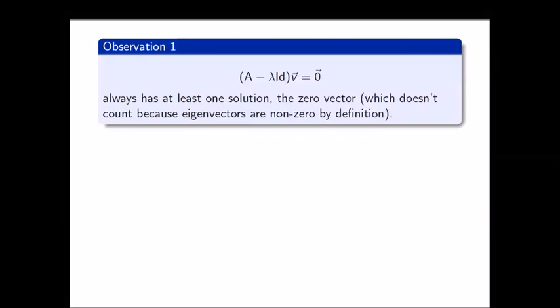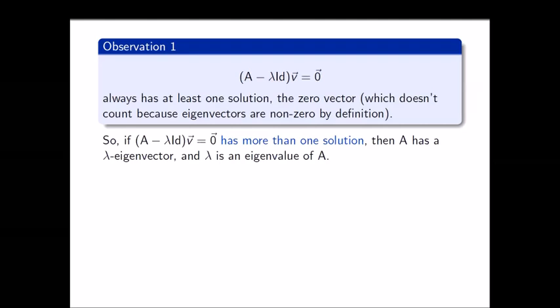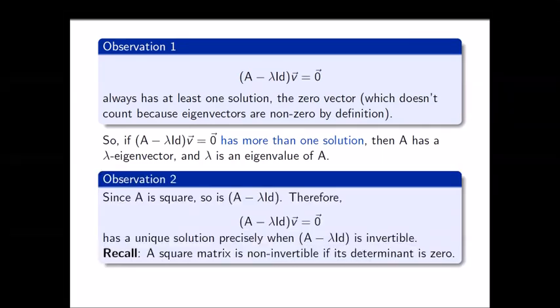So we're going to start off with two observations. The first observation is that the condition (A minus lambda I) times v equal to 0 always has at least one solution because it's a homogeneous system, and the solution is the zero vector. But it does not count because we want the eigenvectors to be non-zero by definition. So if this matrix equation has at least two solutions, then A has a lambda eigenvector and lambda becomes an eigenvalue of A.